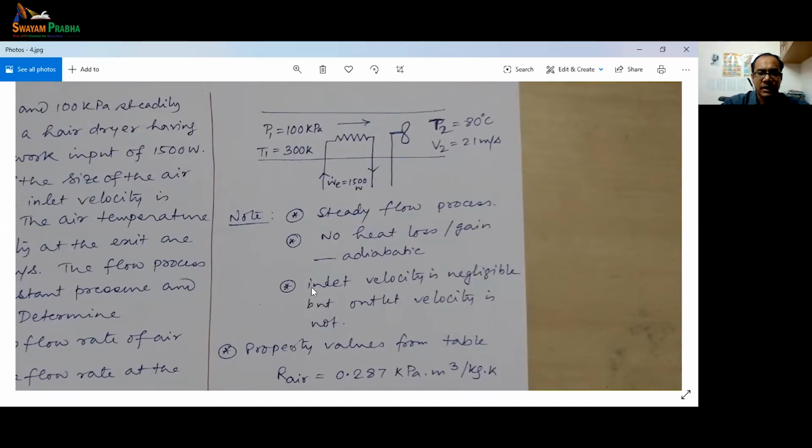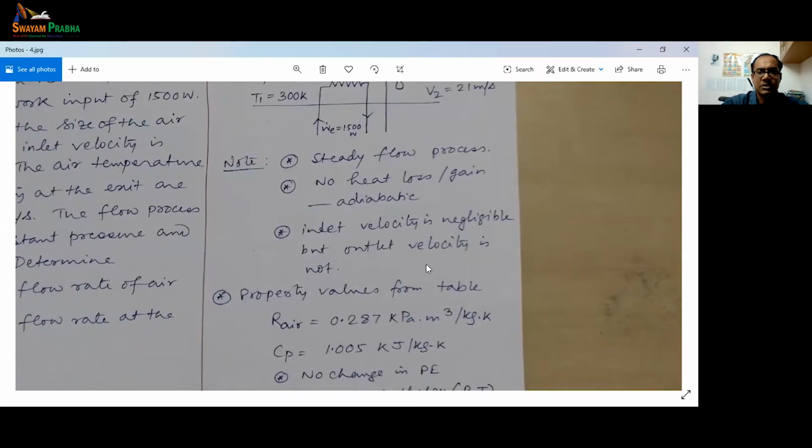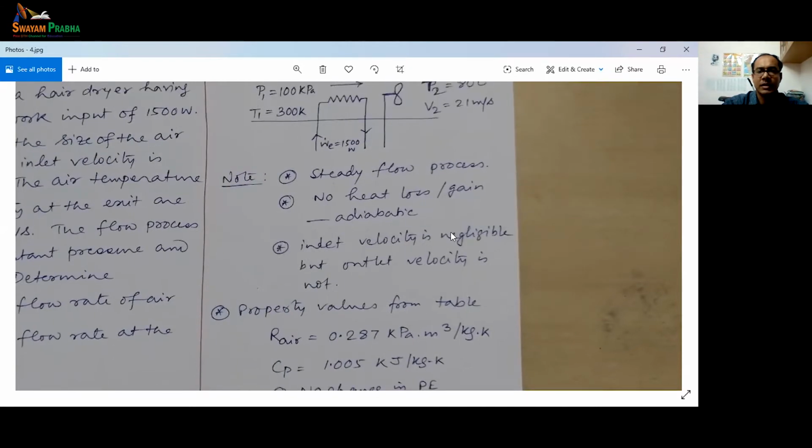And then the inlet velocity is negligible, and the outlet velocity is not. The inlet air you are taking from the atmosphere, so the velocity is negligible, and that is why the kinetic energy input is 0. And the outlet velocity, you are actually increasing by use of a fan, so that is not negligible.